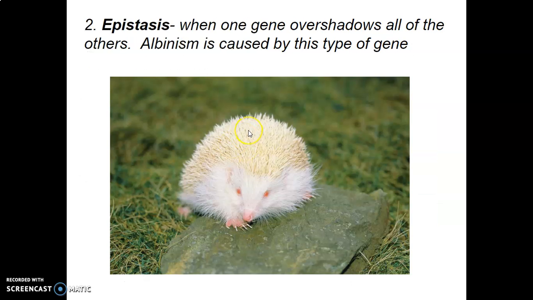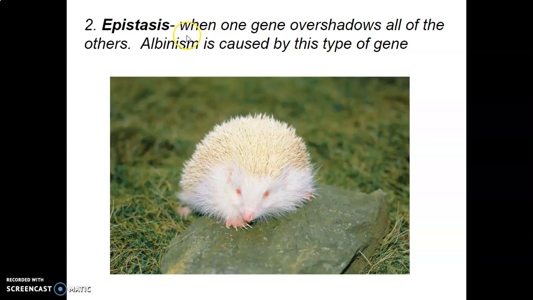Epistasis is when one gene overshadows all of the others. In other words, it's almost like this is the super gene in this polygenic trait. Albinism is caused by this type of gene. Now, albinism is a genetic disorder, though I guess a lot of people consider it a genetic trait, where you have no pigment in the skin at all. We'll learn more about it in 11th grade. And you've probably seen somebody, or at least another organism, with albinism.